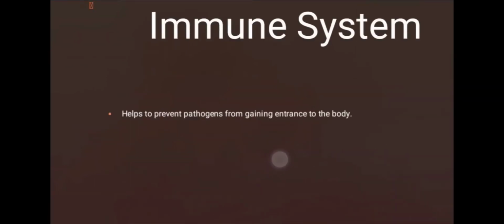I will be discussing the process of the immune system in animals. The immune system helps to prevent pathogens from gaining entrance to the body. For example, an outer covering such as skin or shell blocks entry by many pathogens. Sealing off the entire body surface is impossible, because gas exchange, nutrition, and reproduction require openings to the environment.